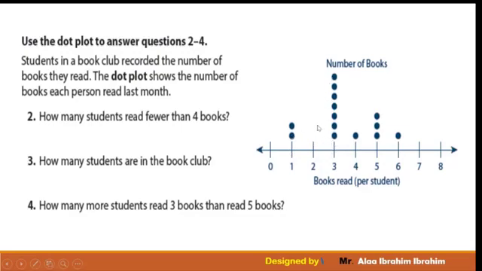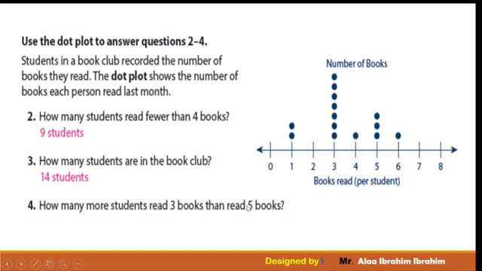This is about 7 and 2. 1, 2, 3, 4, 5, 6, 7 and 2. Now we have 9 students. How many students are in the book club? So I have all of them, so I count all of them. There is 9 here, 10, 13, 14. So 14 students. How many more students read 3 books than 5?